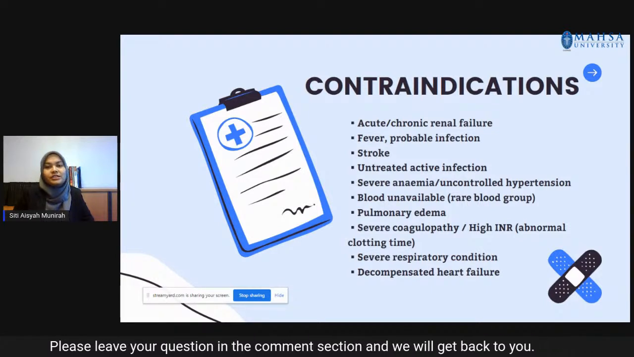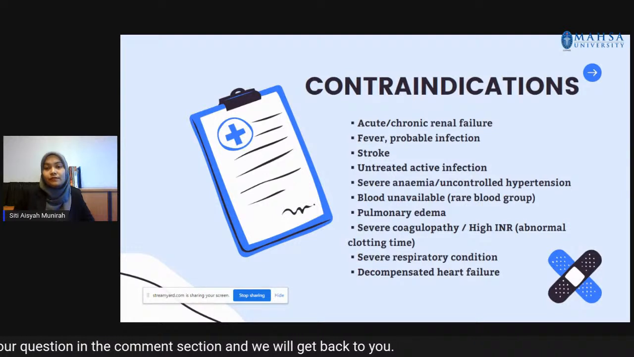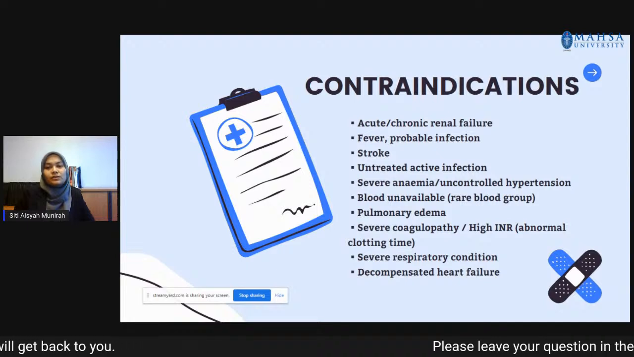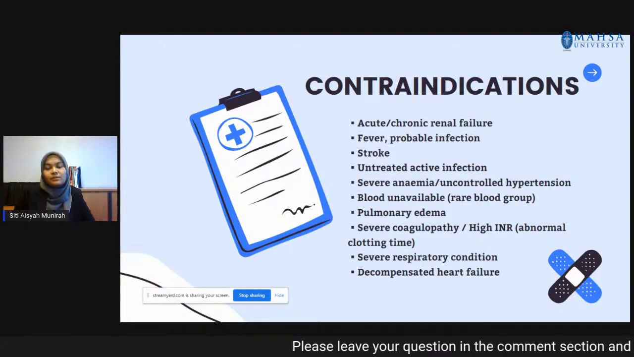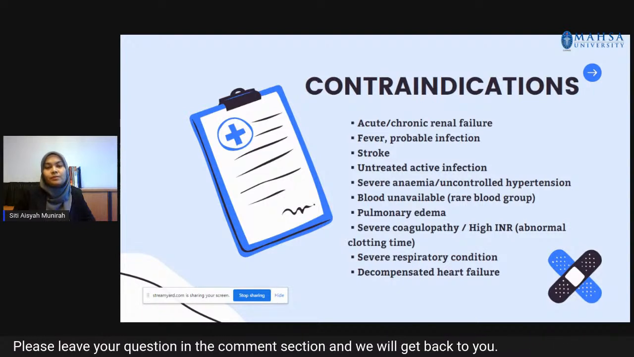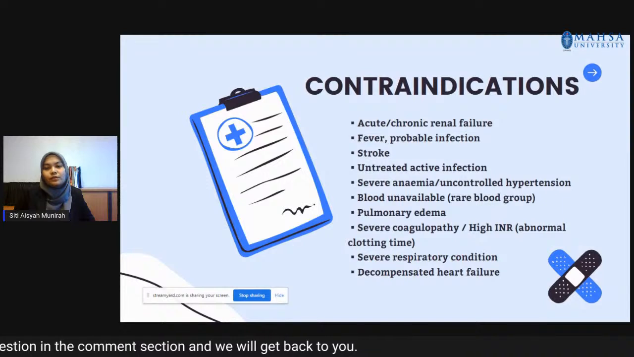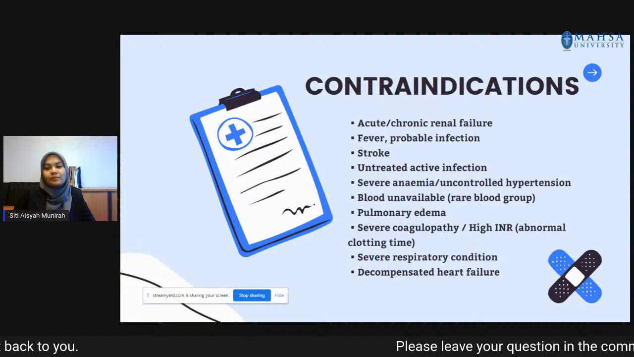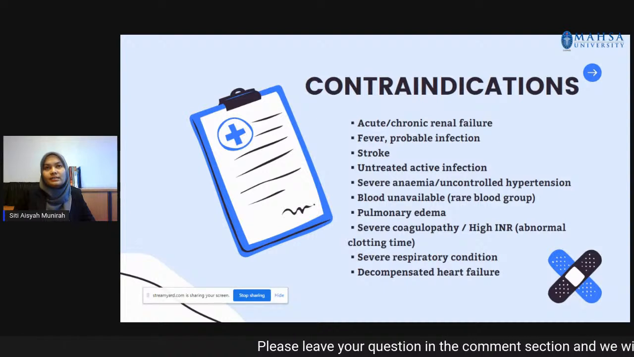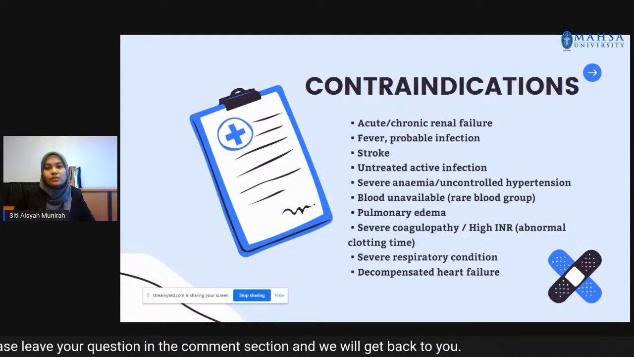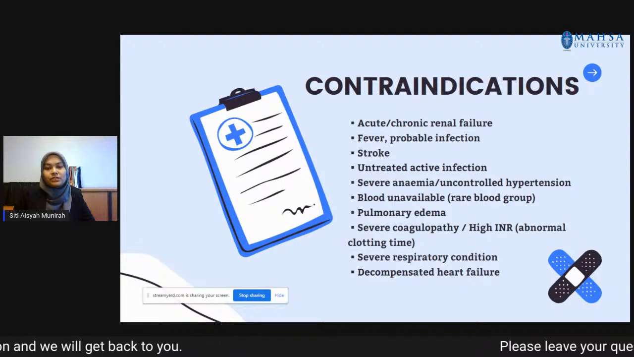Among other contraindications are fever, probable infection, untreated active infection, severe anemia, uncontrolled hypertension, blood unavailable, which is for patients who have a rare blood group, and pulmonary edema. Pulmonary edema means the accumulation of fluid within the lungs. Also previous coagulopathy or abnormal calcium score. Patients who have a disease where the blood takes longer to clot are also contraindicated because this procedure involves the function of the blood vessel.